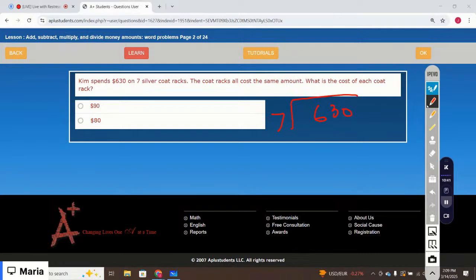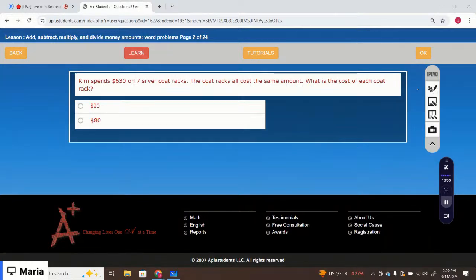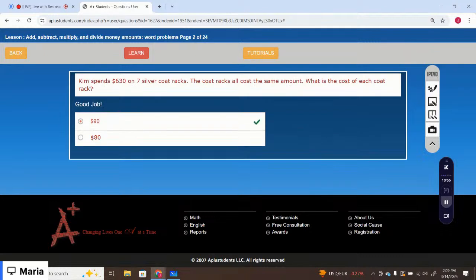Seven times nine is 63. Then we have a 0. So that is 90. Option number 1 is the correct option, that is $90.